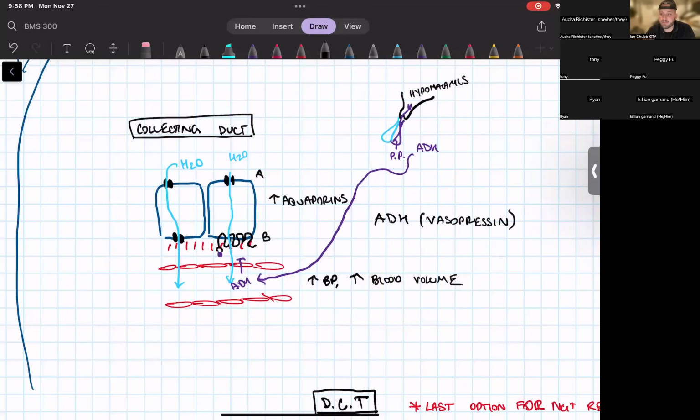It will bind to a GPCR. Vasopressin is a peptide hormone, so it can't go through the cell. So it will bind to a GPCR, and it's going to also upregulate aquaporin activity. So then we increase the amount of aquaporins that are exocytosed, increasing the channel activity, pulling in more water, which could also increase blood pressure if needed.